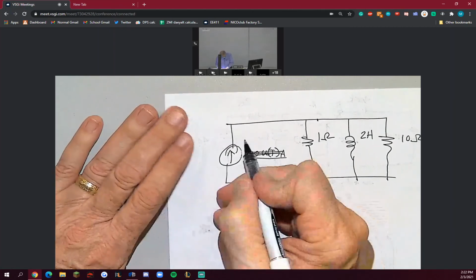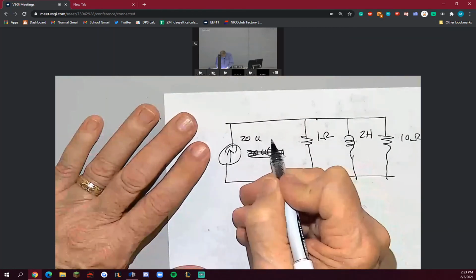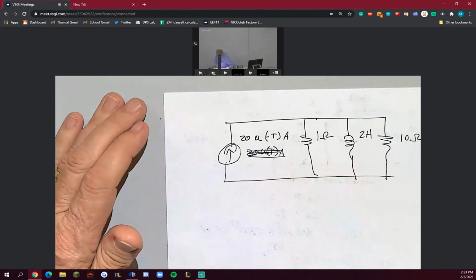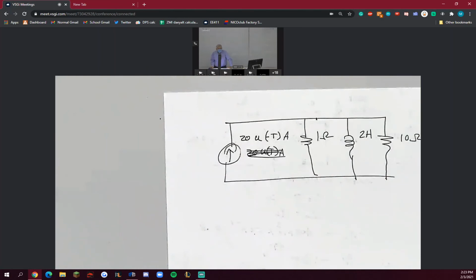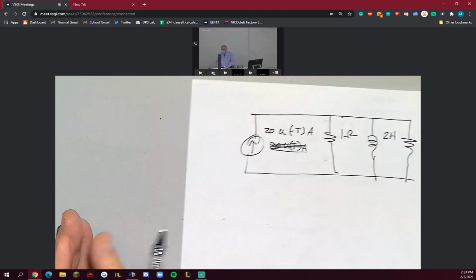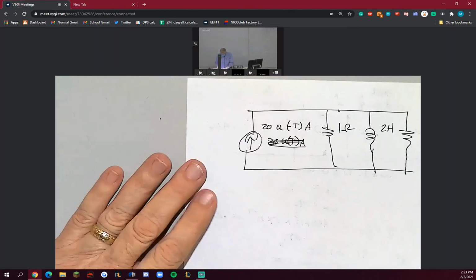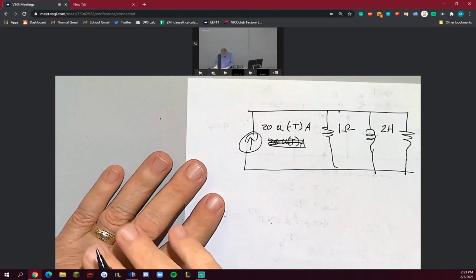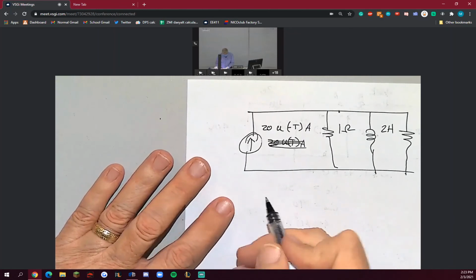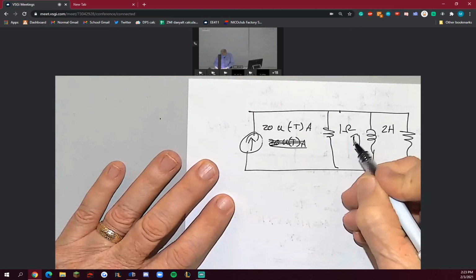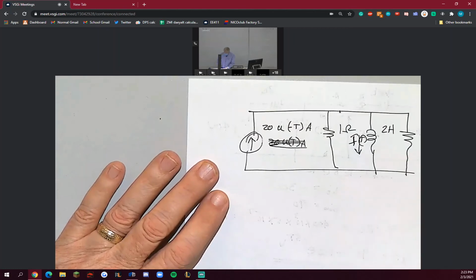20 u of minus t amps. What does that mean? That means that it's 20 up until t equals 0, and then it drops to 0. So it's sort of a backwards unit ramp. Okay, so it's just at t0. We want to know, and we're looking for, the current through the inductor, i of t.